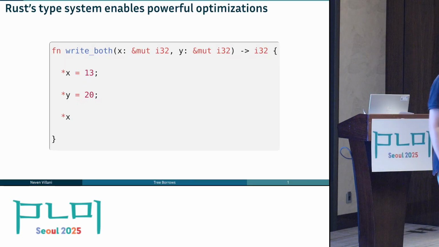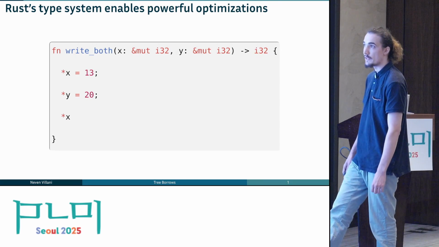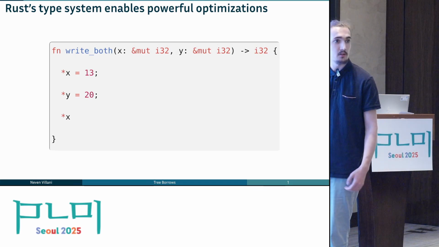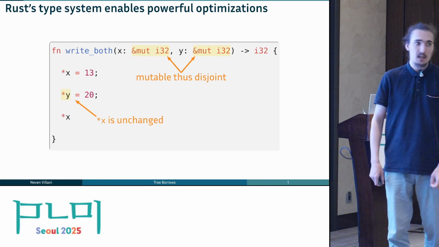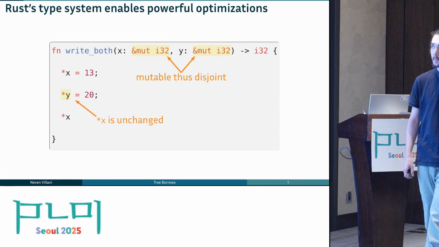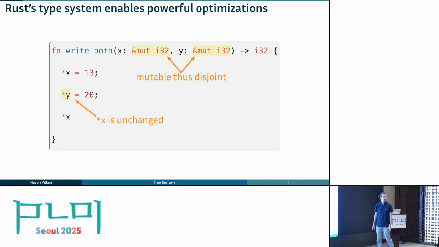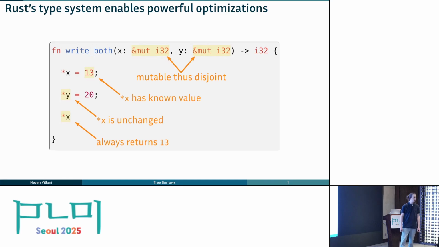Here's a Rust function, write both, that takes as input two references x and y. It writes 13 to x, it writes 20 to y, and then it returns the value of x. If we look at the type annotations of this function, we find the information that x and y are mutable references. And in Rust, a guarantee of the type system is that mutable references point to disjoint memory from each other. Therefore, when we write to y, we can be confident that the value behind x is not modified in the process. So if we know the value that is stored in x, we can propagate it through and reason that this function always returns 13.